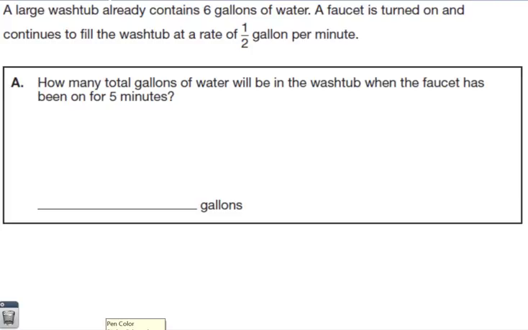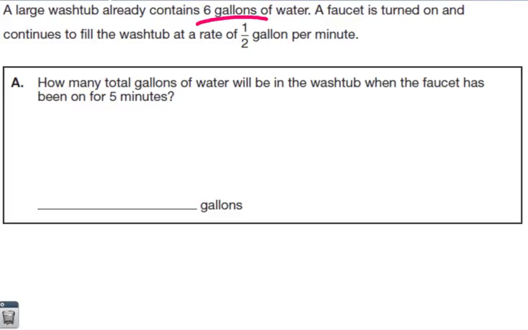Half gallon per minute. That sounds like a rate to me, which probably means it's going to be a slope. But anyway, the question wants to know how many total gallons of water will be in the wash tub when the faucet has been on for 5 minutes. So some key information, right? 6 gallons in the first place. So 6 gallons are already in the wash tub.